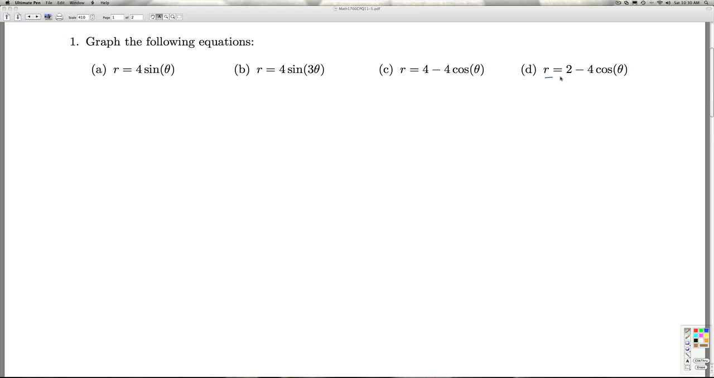Alright, part D, similar to part C, except instead of a 4 there we've got a 2, so we'll see what kind of mischief that brings. So if I graph this on the r theta axes to get an idea what's going on here, I've got the same quarter marks because the angular frequency is 1.